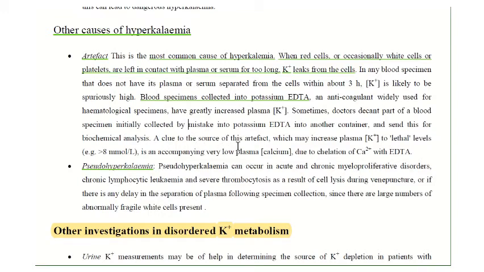فالclue to the source of this artifact إنه which may increase the plasma concentration to lethal levels. مثلا يعبر أكثر من 8 مليمول per liter، ويكون مصاحب وياه شنو very low plasma calcium concentration. ليش؟ لأنه due to chelation of الكالسيوم with EDTA. إذن ذني الأسباب اللي ممكن نسوي artifact.